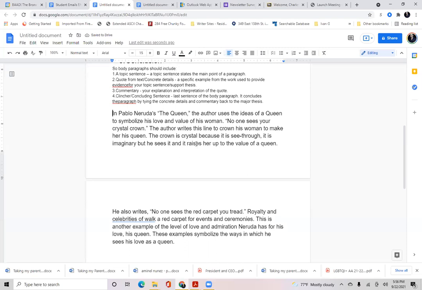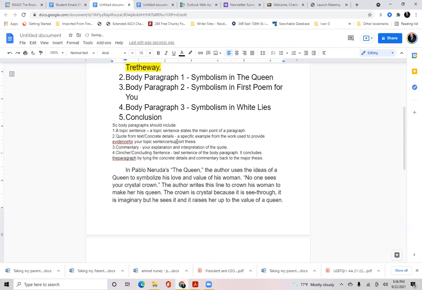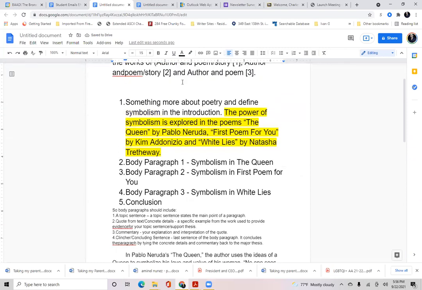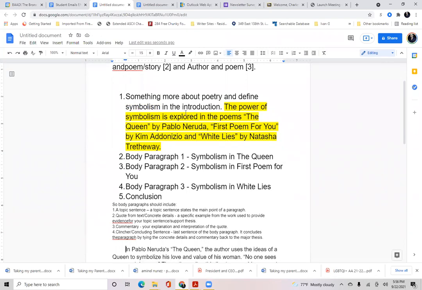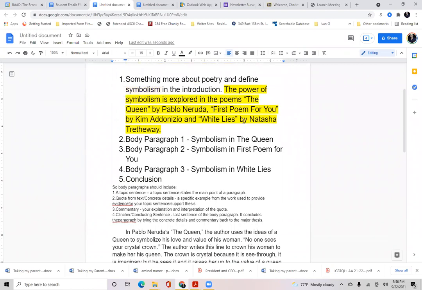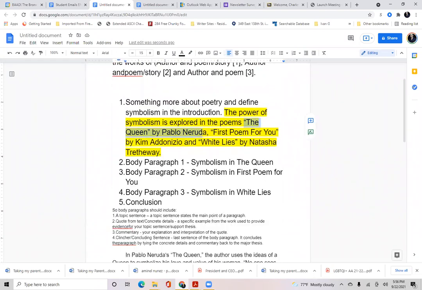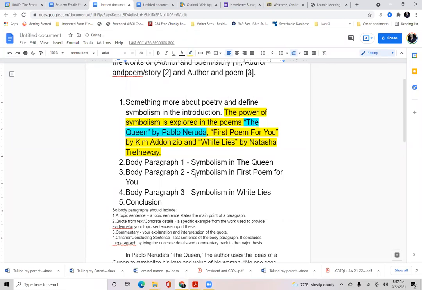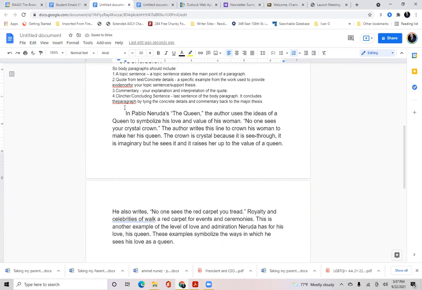So I was just crafting what would be a body paragraph, right? If this was my thesis statement, right? The power of symbolism is explored in the poems, Queen, first poem for you, Neruda, right? So my first body paragraph would be about the Queen, right? I'm going to highlight that a different color. That will be about the Queen. So my first body paragraph would be this.